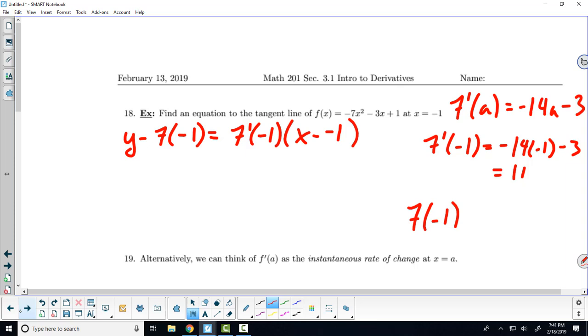Okay? So what is f of negative 1? So folks are saying negative 3. Let's see, this is 3, 4. 4 minus 7 is negative 3. I agree. Okay? So this gives us that the equation of the tangent line would be y plus 3 is equal to 11 times x plus 1. And again, I'm perfectly happy with you parking your answer there, or you could put it into slope-intercept form.